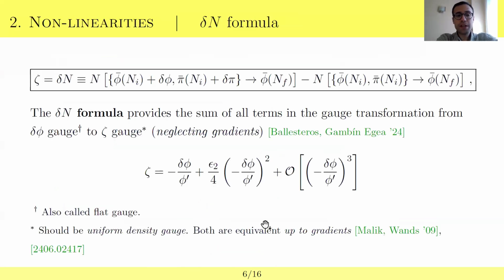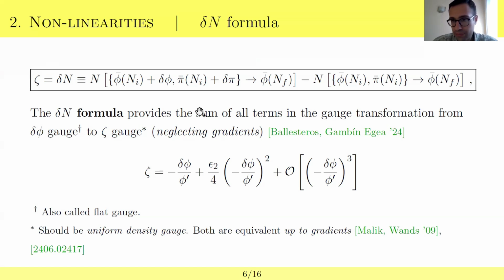Good. So having fixed the setup, let us move to the first source of non-Gaussianity that we are going to study, and that is the nonlinear relation between inflaton perturbations and curvature fluctuations. We studied this using the delta N formula, which provides a fully nonlinear relation between the curvature perturbation zeta and the inflaton field and velocity perturbations.